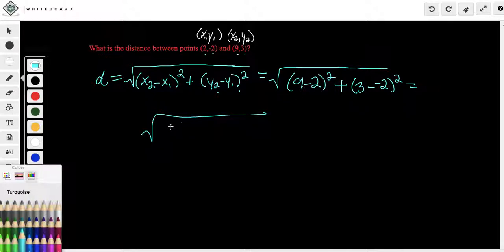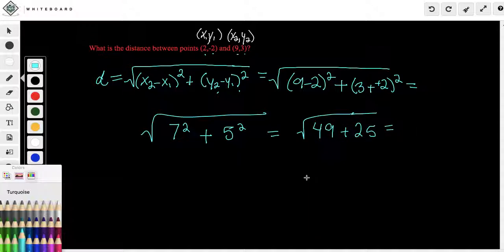9 minus 2 is 7. We're going to bring down our squared sign, plus 3 minus negative 2 is the same as 3 plus 2, so that's 5 squared. So 7 squared is 49. We're going to add that to 5 squared. 5 squared is 25. You can use a calculator, or you can just figure it out the old-fashioned way. So we're going to say 49 plus 25.